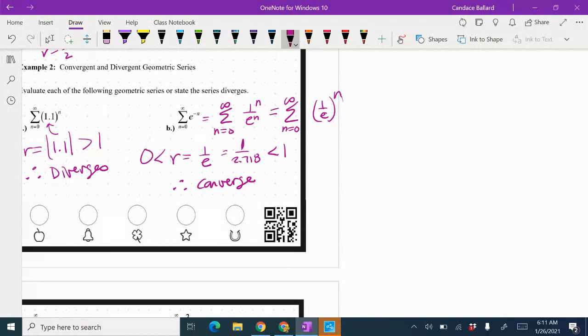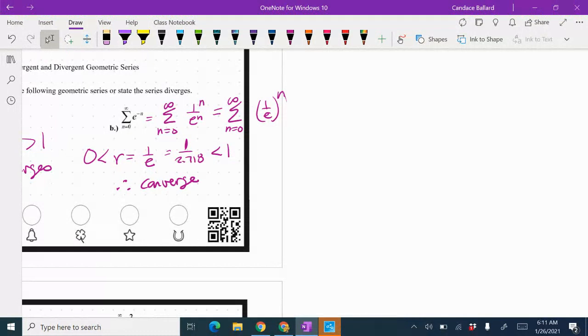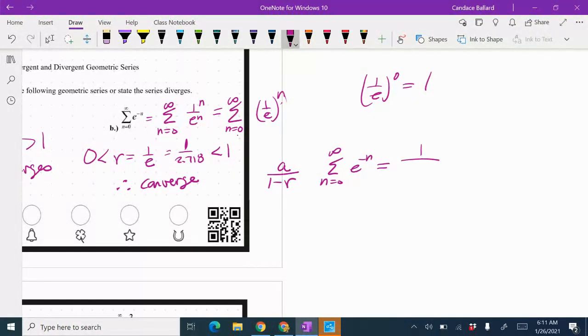Oh, and we are supposed to be finding the sum of it when it converges. So to find the sum, we do a over 1 minus r. So in this case, our sum as n equals 0 to infinity of e to the negative n equals... So my first term, I'm supposed to plug 0 into this right here. So anything to the 0 power we know is 1. So my first term has to be 1.